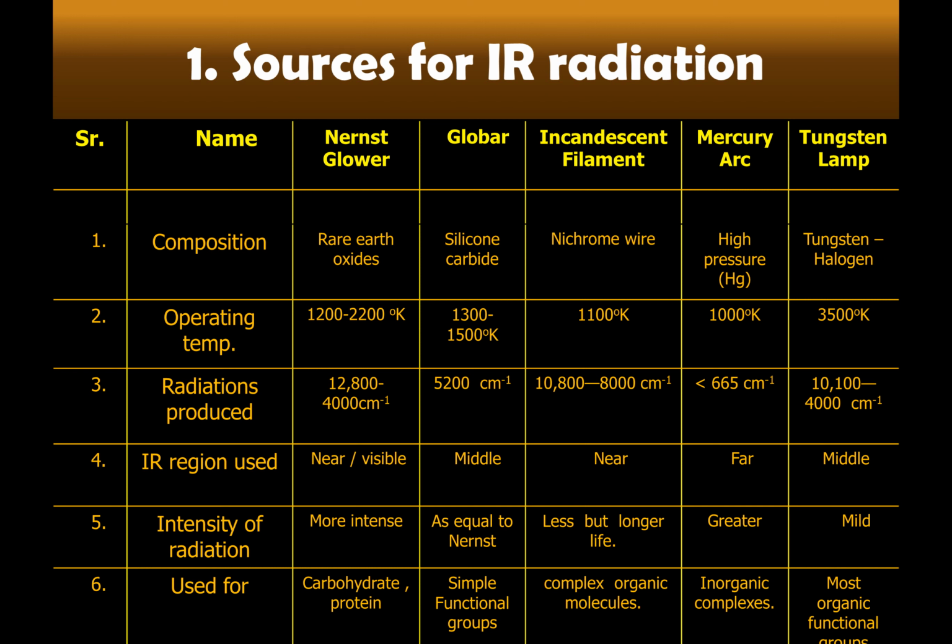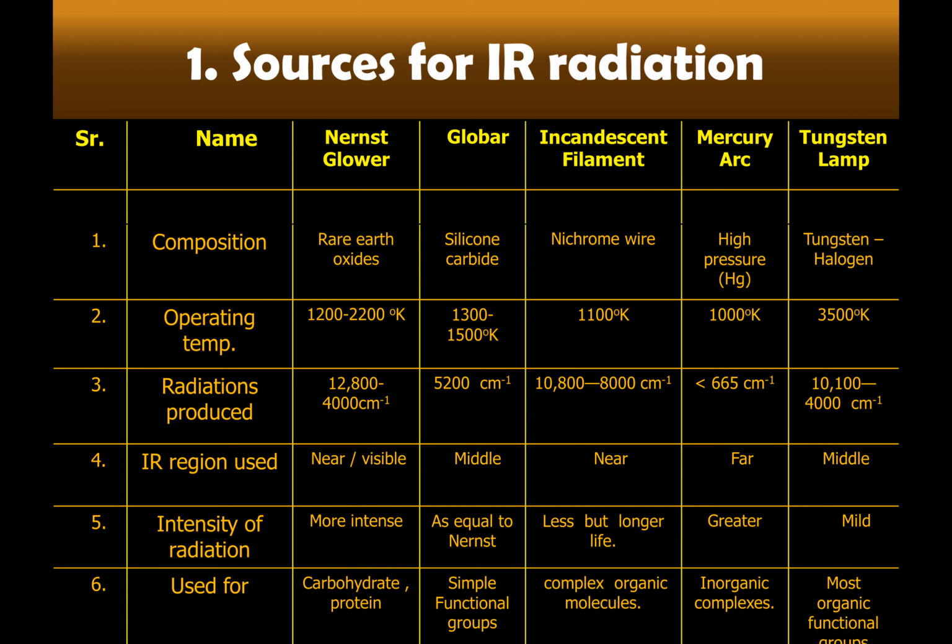Operating temperatures for Nernst glower are 1200 to 2200 degree Kelvin, and for Globar it is 1300 to 1500 degree Kelvin. In incandescent filament it is 1100 degree Kelvin. Mercury arc is 1000 degree Kelvin, and tungsten lamp is 3500 degree Kelvin.